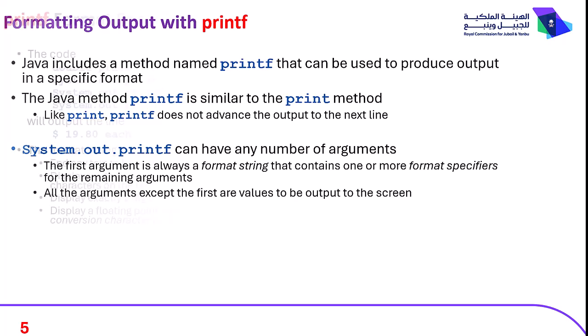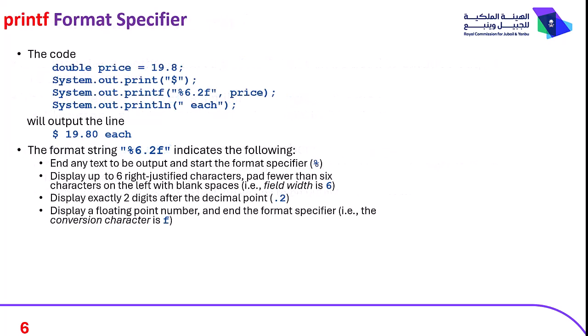Printf format specifier. Let's look at a format specifier like %6.2f. The percent starts the specifier. The 6 sets a field width of 6 characters, right justified. The .2 specifies exactly 2 decimal places, and the f indicates we are printing a floating point number.